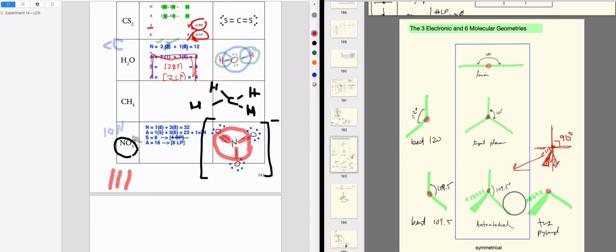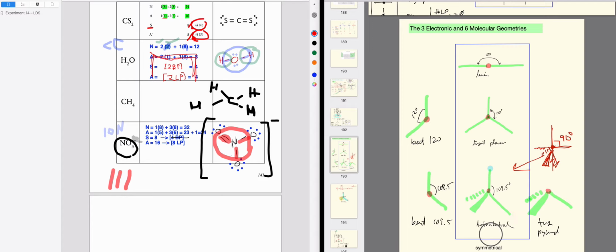Tetrahedral, you can have 3 variations. What if you have an atom on the end of each one of these? In other words, you have no lone pairs and you have atoms. Guess what your shape's going to be? Well, it's tetrahedral because it didn't change. If you've got a tetrahedral shape and you've got an atom at the end of every one of your high densities, then you still have a tetrahedral.